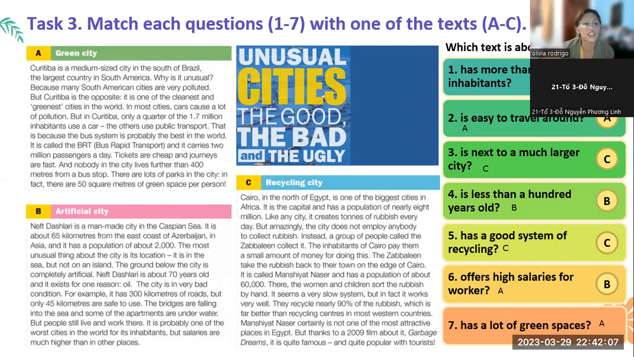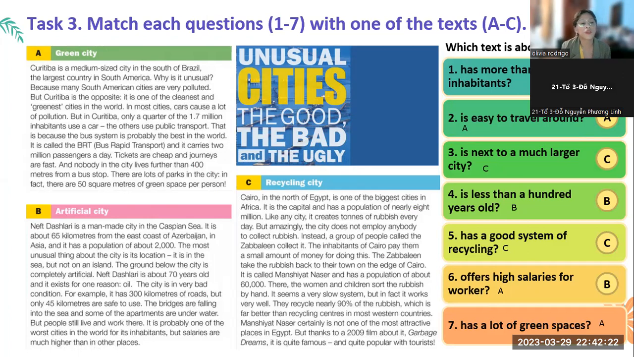Okay, Neft Chalari is a man-made city in the Caspian Sea. It is about 65 kilometers from the east coast of Azerbaijan in Asia, and a population of about 2,000 people live there.